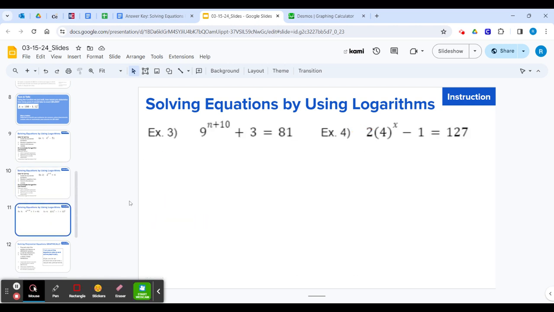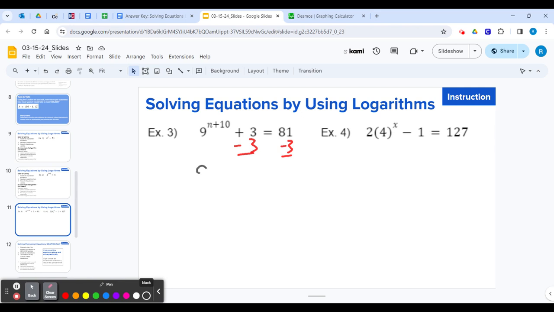Now for example 3, example 4, a lot more complications going on with our problem. And the first thing to note is that our exponential expressions over here are not alone. They are not isolated. There's some other stuff going on with it in both problems, right? We have the plus 3 happening on the left, and we have multiply by 2 and add by 1 happening on the right. So we need to isolate those things first. In example 3, it's just moving that 3 over by subtracting it.